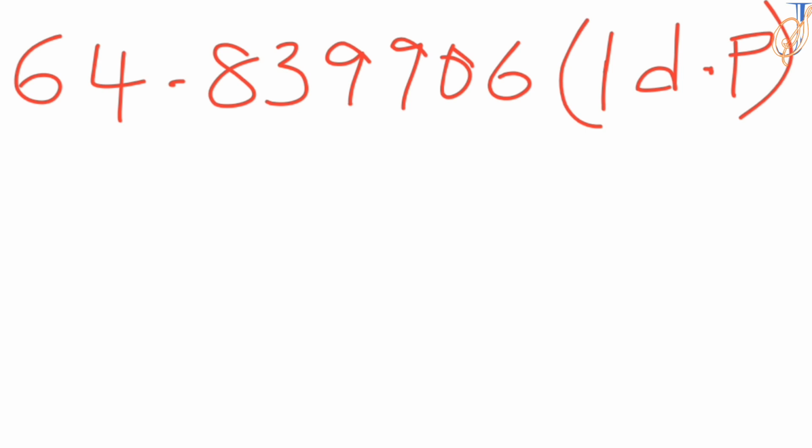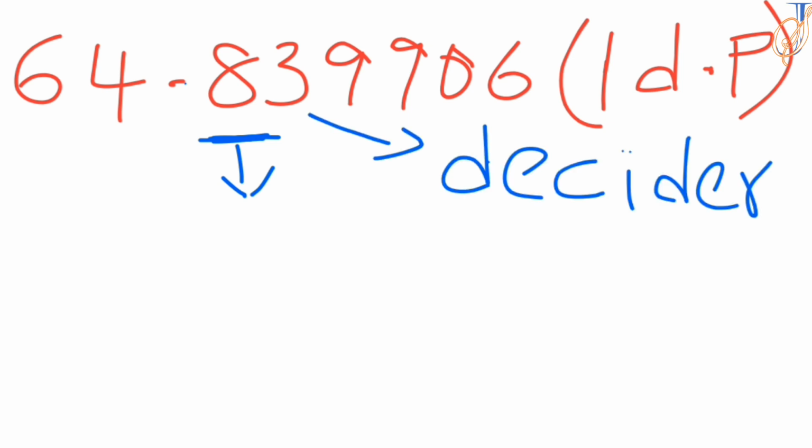64.839906, one decimal point. They are asking for one decimal point. We have to check the decimal number, which is 8 here. We can call this the last digit. So this is the number we have to round up or down. To figure out, we have to look at the next digit, which is 3 here. So we can call this the decider, and 8 is your last digit.